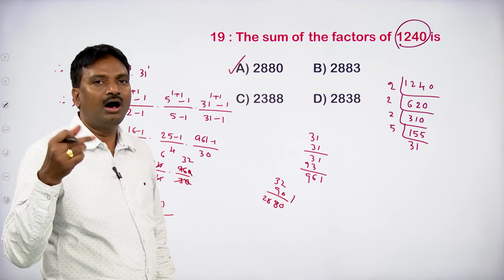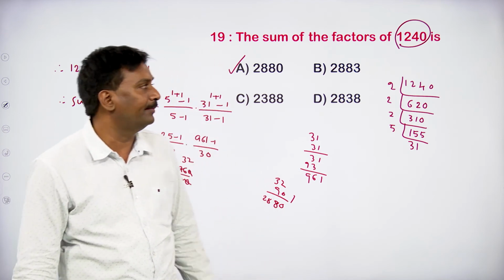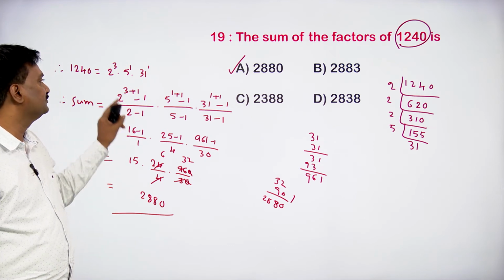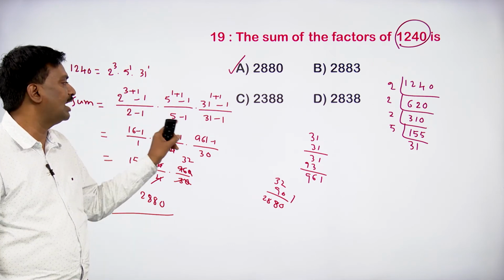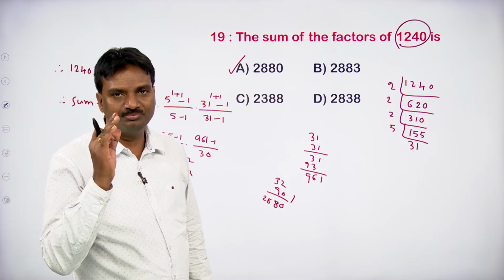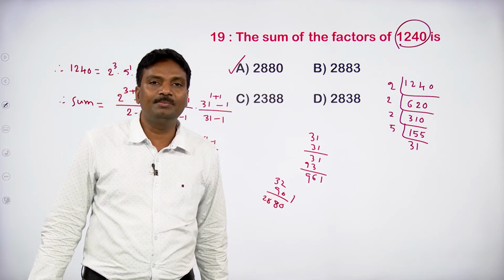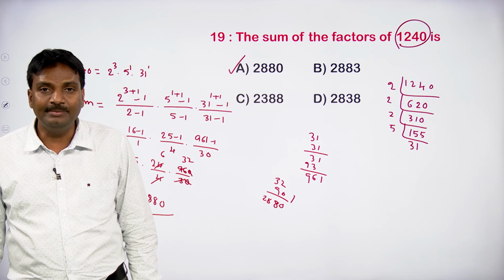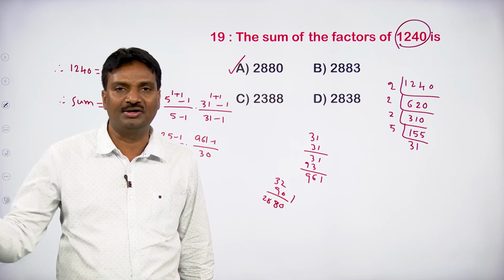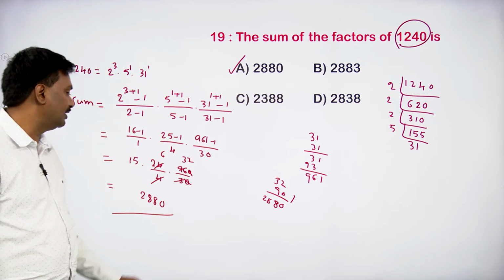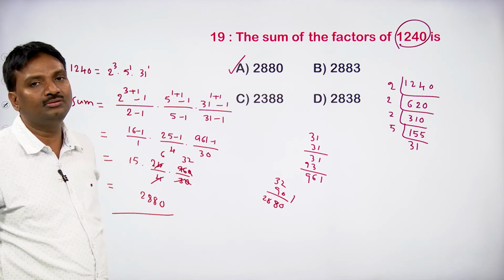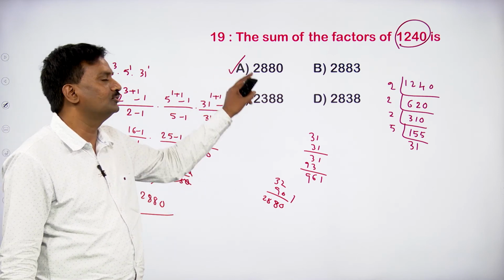So we know the formula, or with respect to the given passage, to find the sum of all divisors of 1240, we can use this formula: (2 power 3 plus 1 minus 1) by (2 minus 1) into (5 power 1 plus 1 minus 1) by (5 minus 1) into (31 power 1 plus 1 minus 1) by (31 minus 1). With respect to the given passage, (2 power p plus 1 minus 1) by (2 minus 1) into (3 power q plus 1 minus 1) by (3 minus 1) into (5 power r plus 1 minus 1) by (r minus 1) into so on. So by using that formula and simplifying, we have gotten 2880. So by adding all the divisors of 1240, you will get 2880. So that is option A.